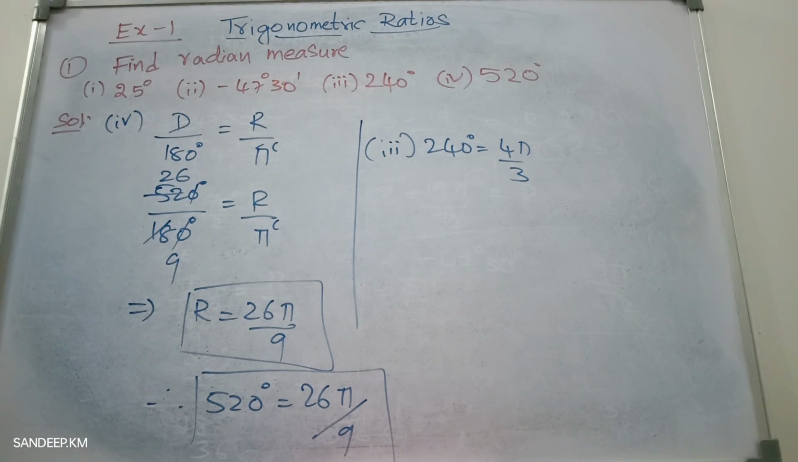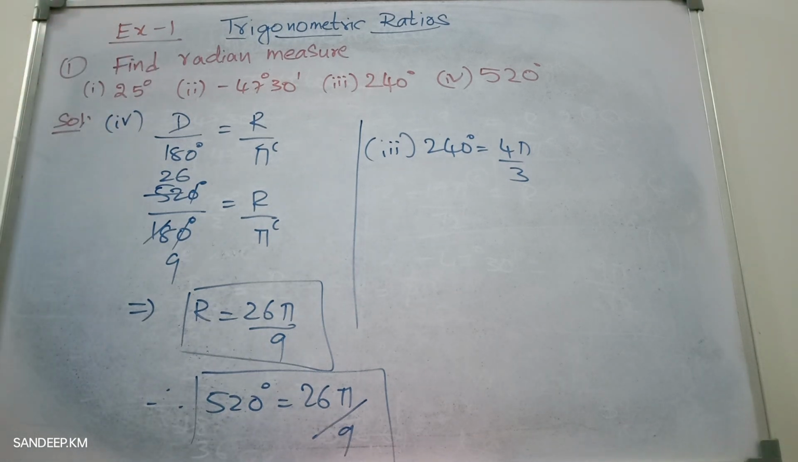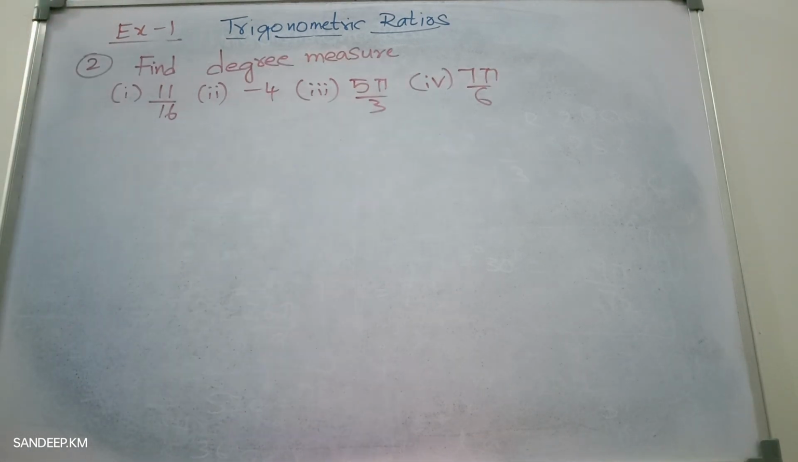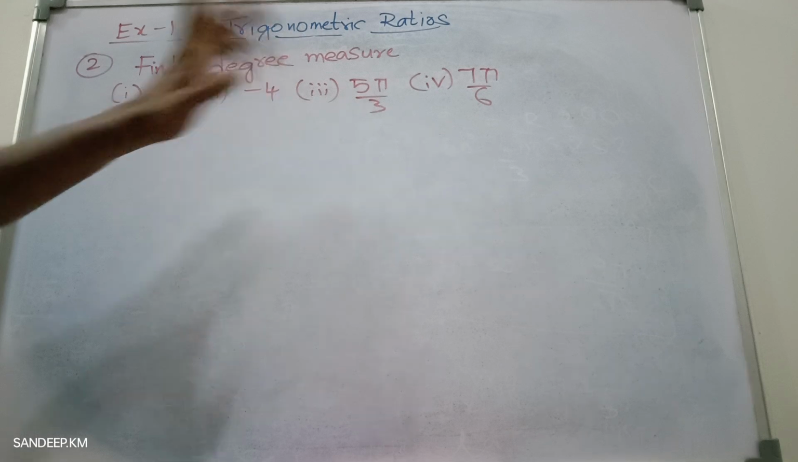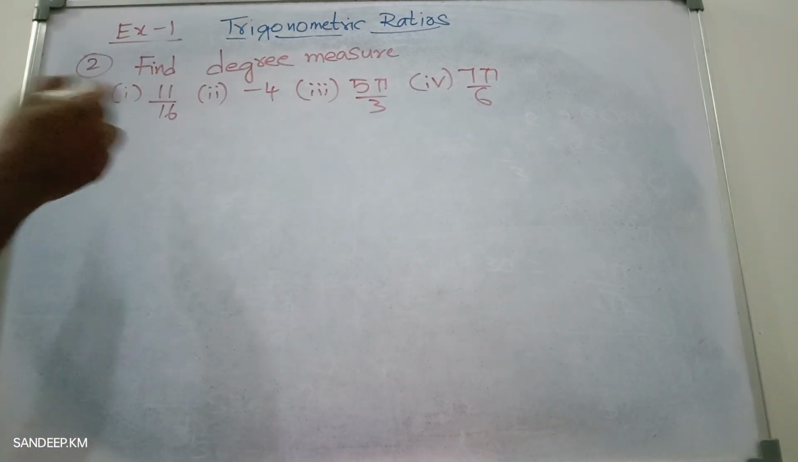Okay, now let us move on with the second main. So we have completed first main, 4 questions. Let us move on with second main. In the second main, they have given radian measure and they are asking us to find the degree measure. Okay, the reverse process of the first main. So anyhow, let us go for the first question.